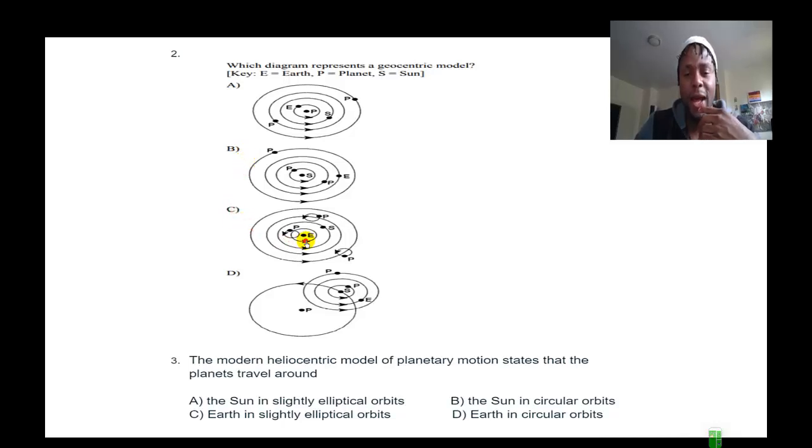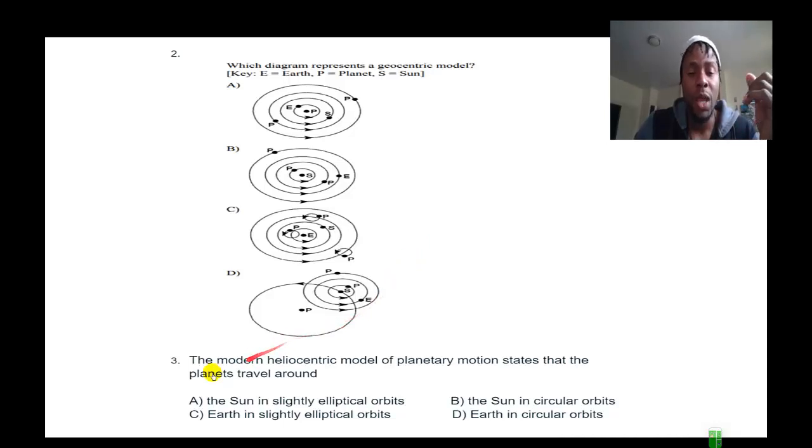Option C, yeah, that should be our answer because I see Earth in the middle and everything else revolving around the Earth. So C would be our correct option here. But let's check with D. In D, I see the planet in the middle, and even in this own system here, I see S in the middle as well. So this should be a P-centric model, or this should be a heliocentric model. Either way, this does not represent a geocentric model. So our correct option here is C, Earth at the center, geocentric model.